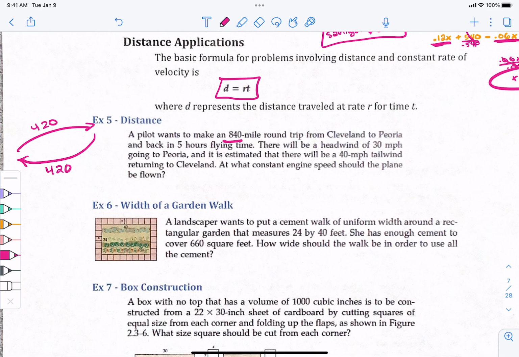All right, so there will be a headwind of 30 miles per hour going to Peoria. So that means headwind. Is it working in my favor or against me? It's hitting me head on, which makes me go slower, okay? So basically we're going to be subtracting 30 miles per hour from whatever my speed is, right?